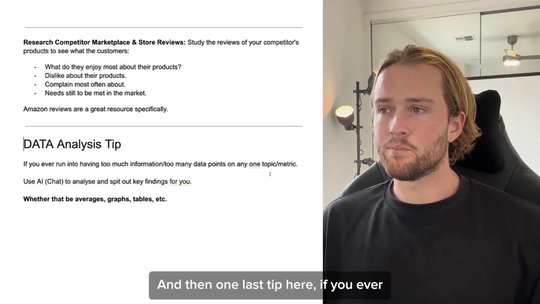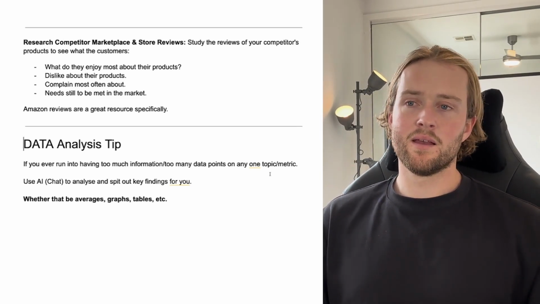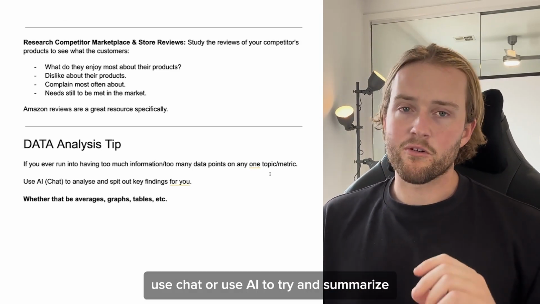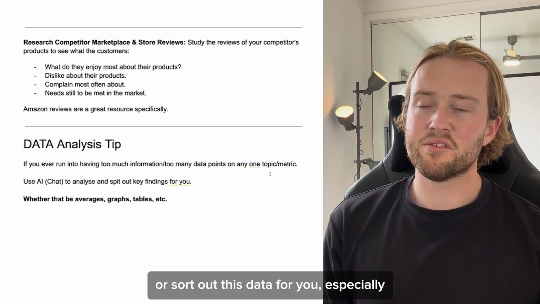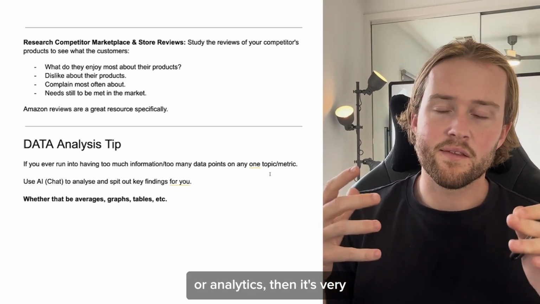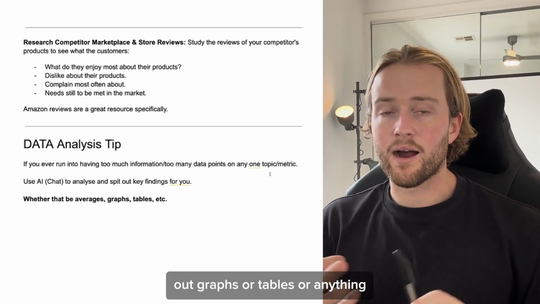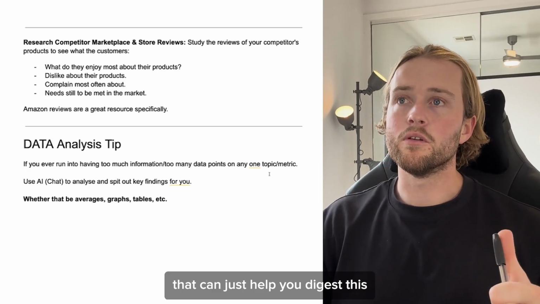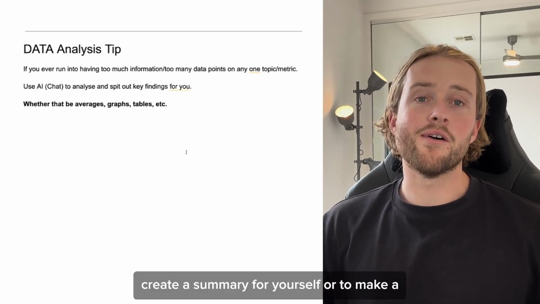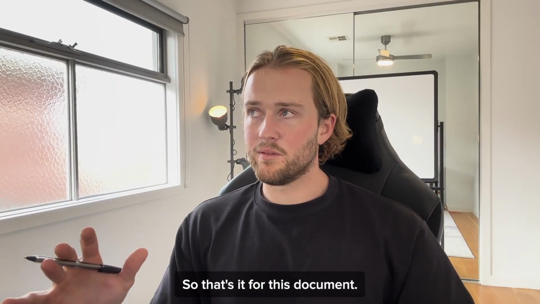And then one last tip here: if you ever come into the issue of having a lot of information regarding one thing that's hard to sort out, just use ChatGPT or use AI to try and summarize or sort out this data for you, especially if it's numbers or any empirical data like analytics. It's very easy to just put it into chat, ask it to give you averages or spit out graphs or tables, or anything that can help you digest this information more easily, in order to create a summary for yourself or to make a decision based on this information. So that's it for this document.